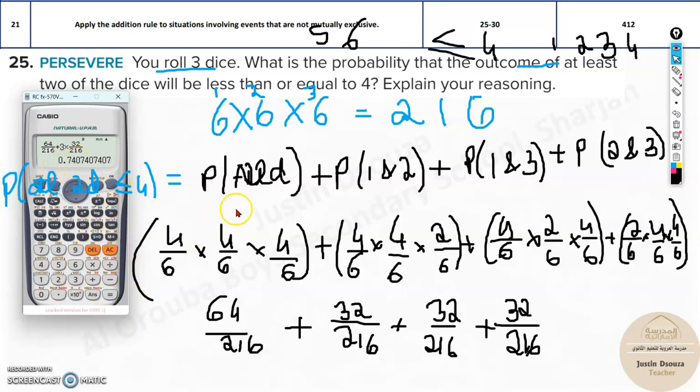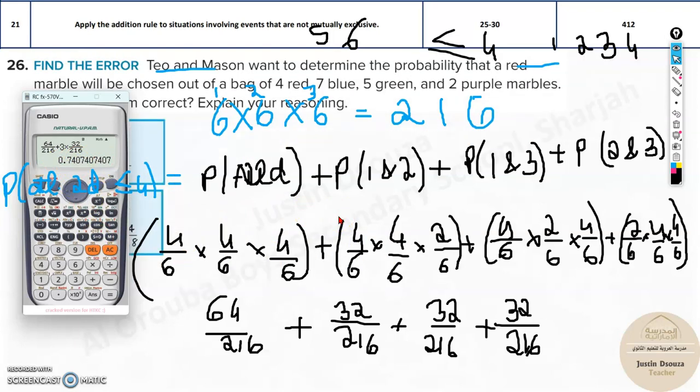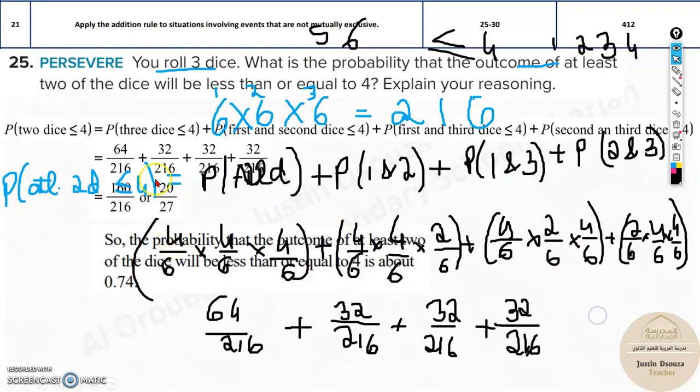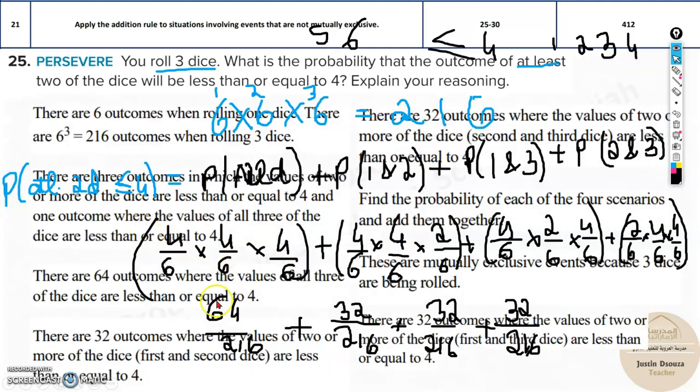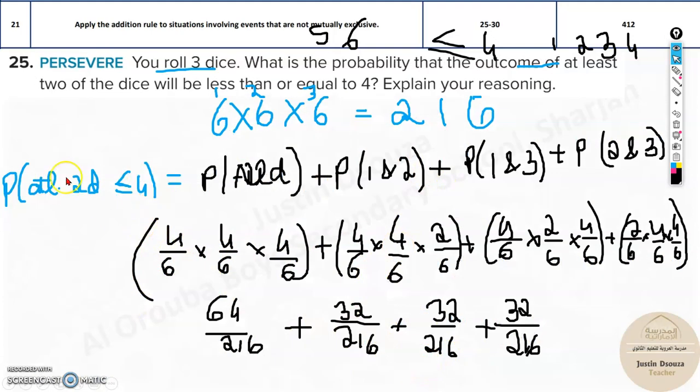74.07 or 0.74, 74%. Oh, wait, what happened? Let us see. 64. Now, it's not given exactly why it is 64 by 216. I think so. It's there. Okay, over here it's explained, I guess. So you can just go through that.